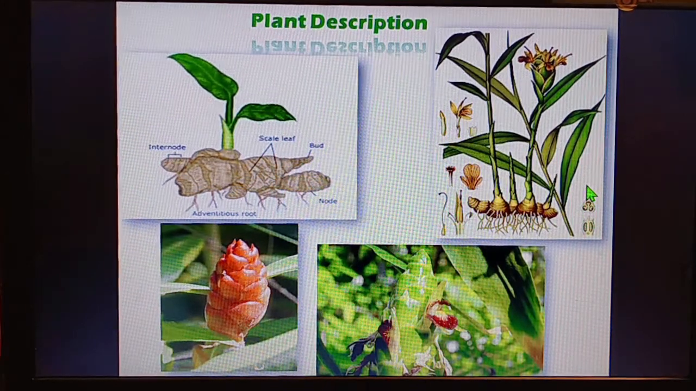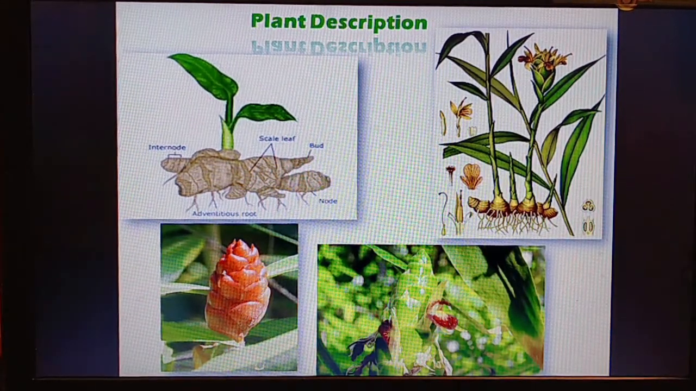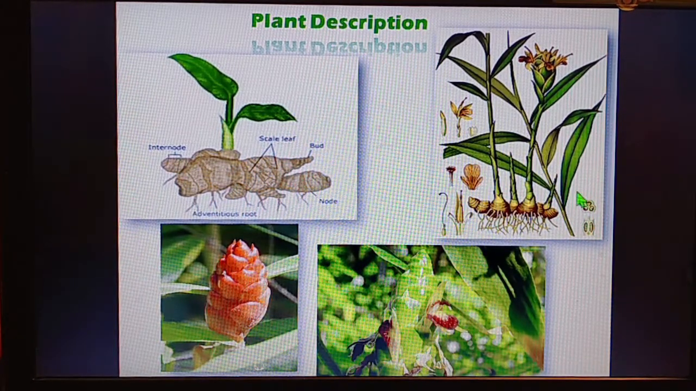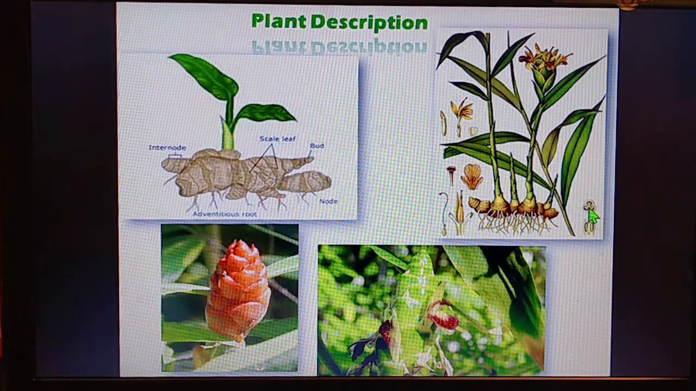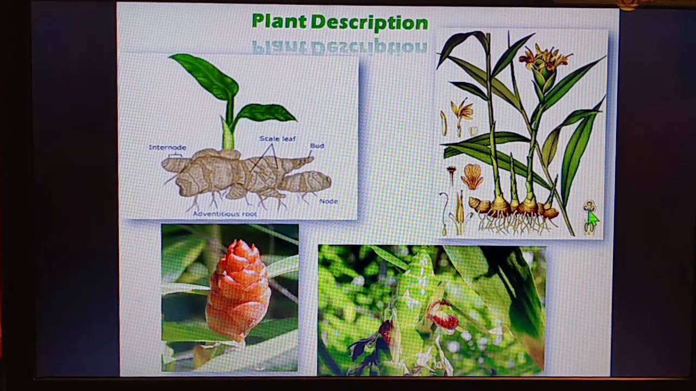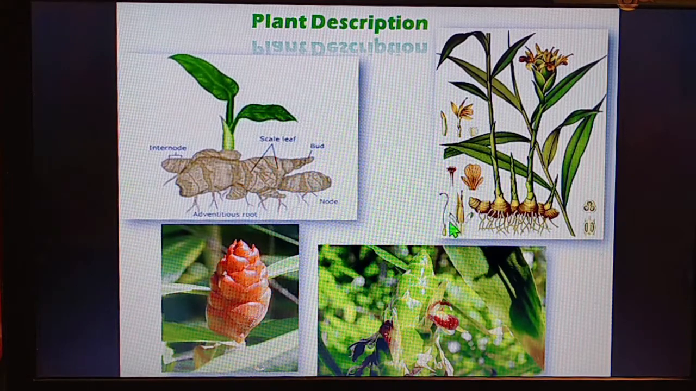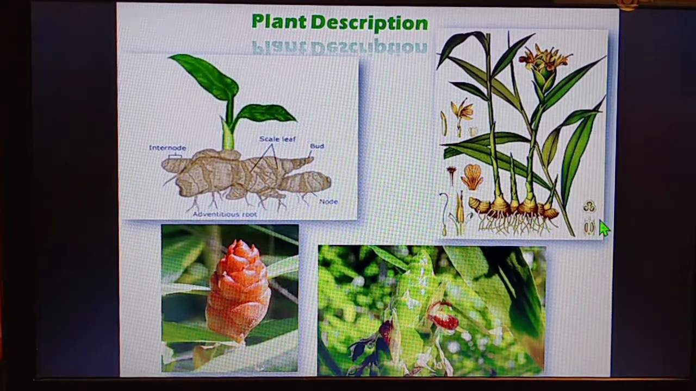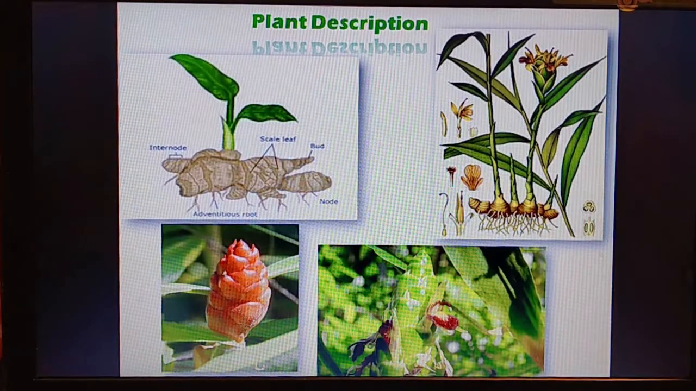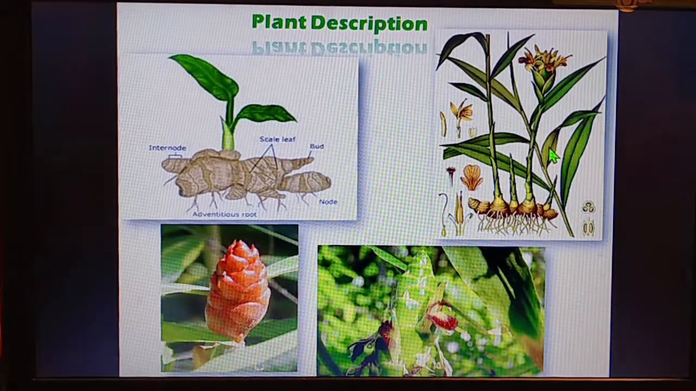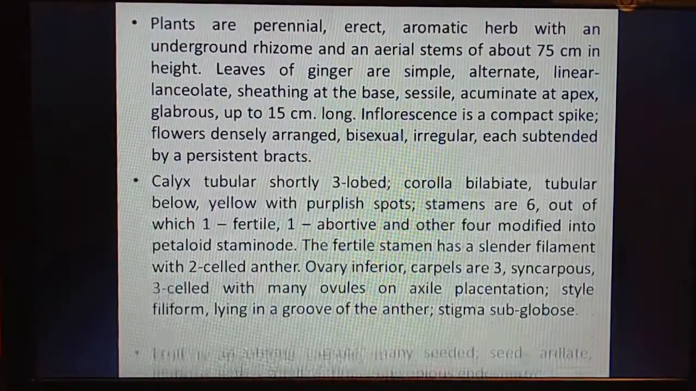The placentation is axile. You can see here the ovules are borne around the center of this compound ovary on an axis formed from the joined septa. And the stigma is subglobose, and the fruit is an oblong capsule with many seeds. Now this is the plant description of the ginger plant, which I have already explained.